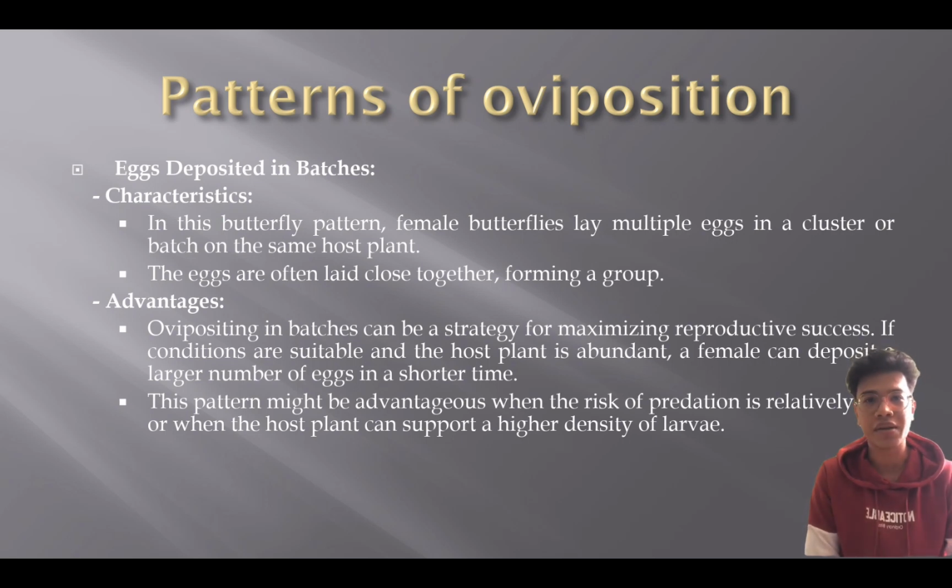So what is the advantage when eggs are deposited in batch? The advantage is that ovipositing in batches can be a strategy for maximizing reproductive success. If conditions are suitable and the host plant is abundant, a female can deposit a larger number of eggs in a shorter time. This pattern might be advantageous when the risk of predation is relatively low or when the host plant can support a higher density of larvae.